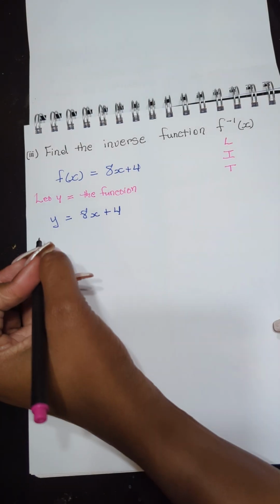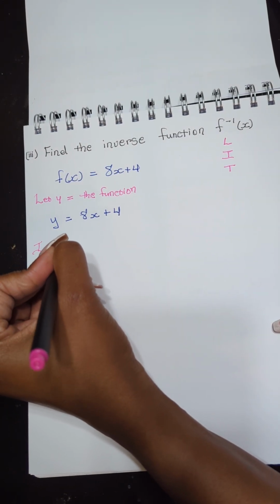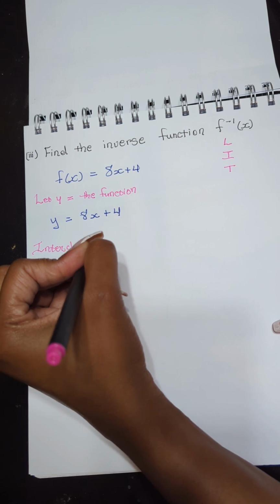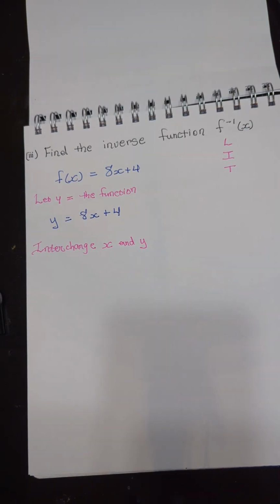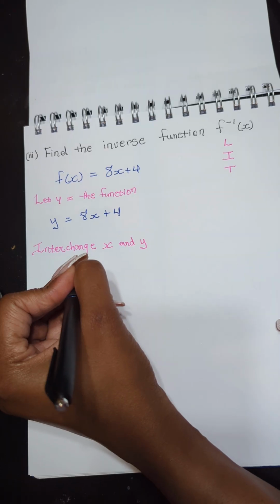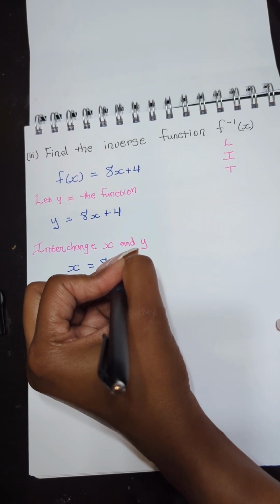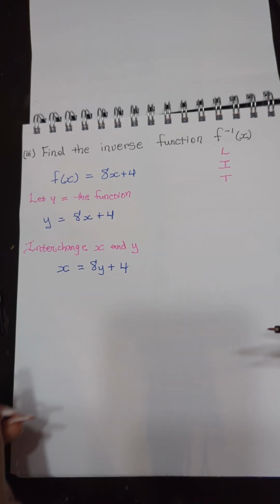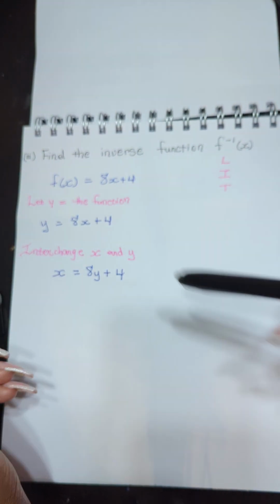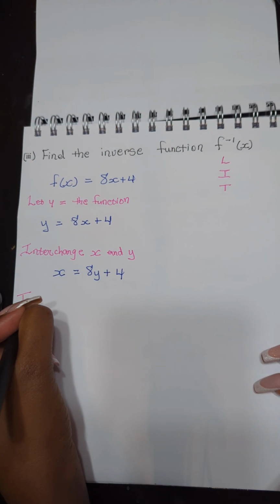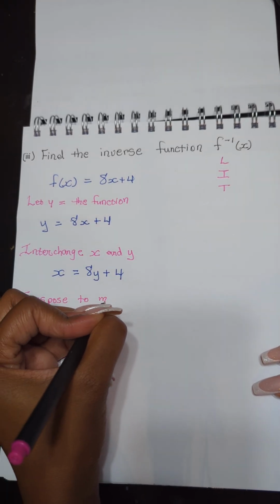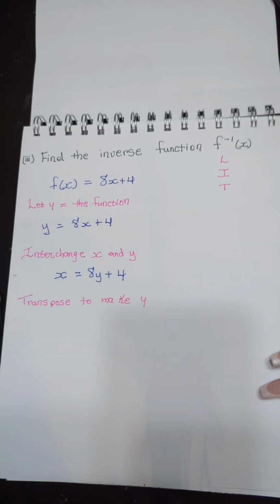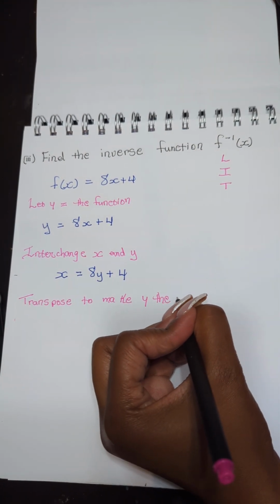Then I, which will represent interchange x and y. Fancy words for saying exchange them. Where you have an x, put the y, and where we have y, put the x. That's simple. So we have here now x is equal to 8y plus 4. That's all. Yeah, fancy way for saying that. And then the last one, T, transpose to make y the subject.